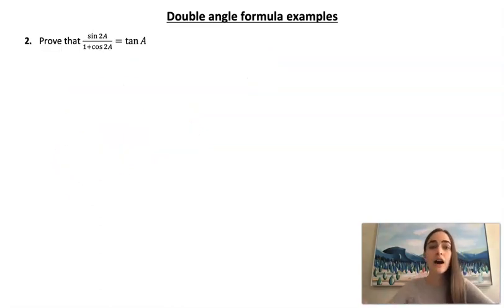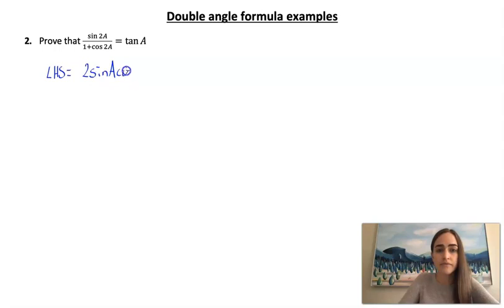Our second example asks us to prove that sine 2a over 1 plus cos 2a is equal to tan a. So we're going to start with the left-hand side. Now that's sine 2a and cos 2a, I'm going to expand those out using our double angle results. So we'll have 2 sine a cos a on top. And then we'll end up with 1 plus cos squared a minus sine squared a.